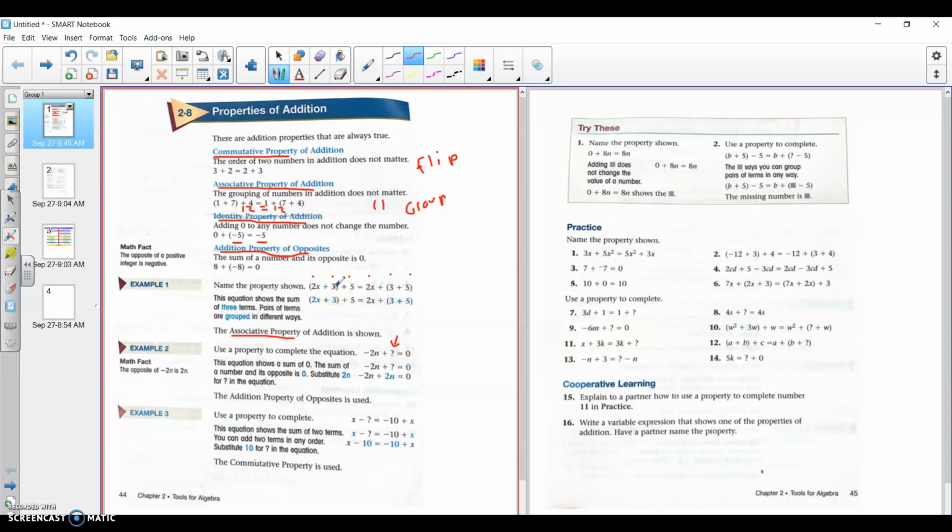I don't need the name of it. I just need to know what's going to go in where the question mark is. If you have -2n plus what is going to give you 0. So in this case, you're getting 0, and the only one that we deal with the answer being 0 was this addition property. We're not flipping numbers. We don't have any parentheses of grouping here.